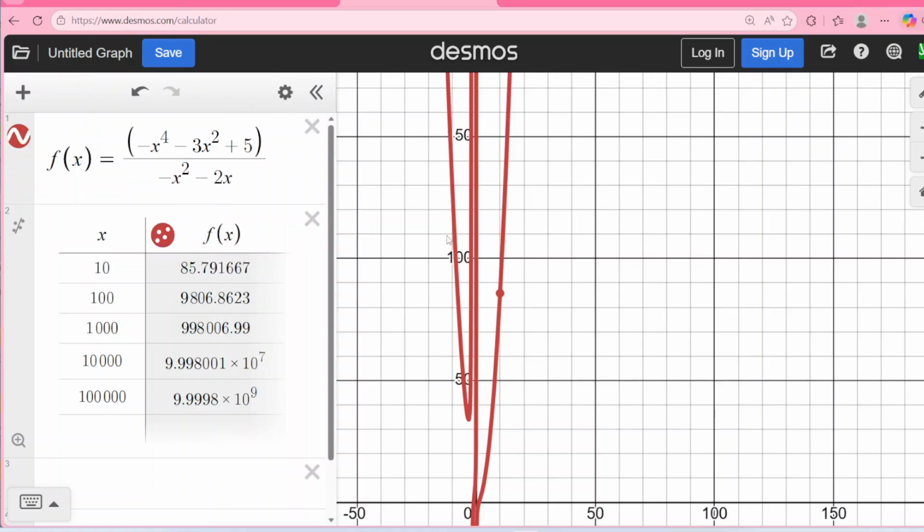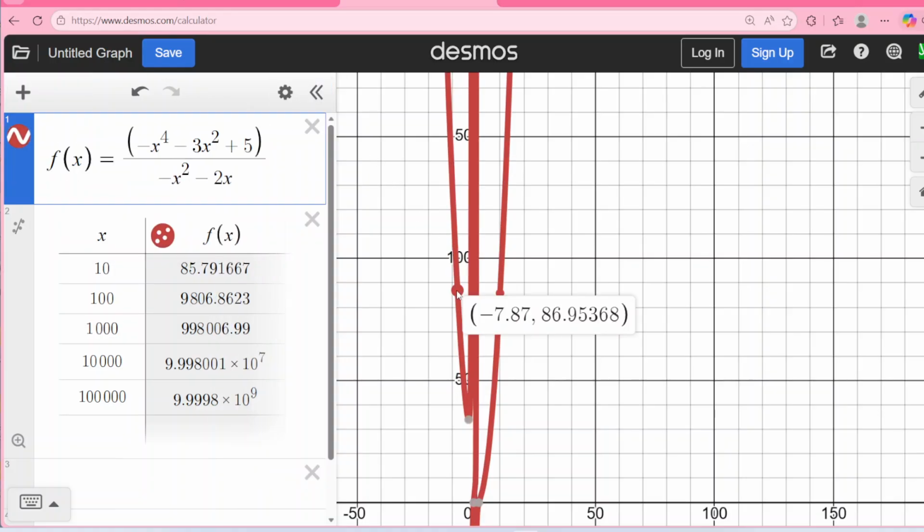All right, but still, look at the left. Here's a point on the graph. If I go to the left, you see how it's going up, up, up, up. The output's still going to positive infinity on the left end.